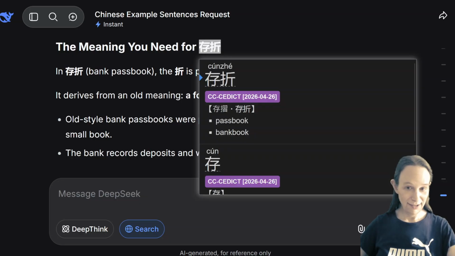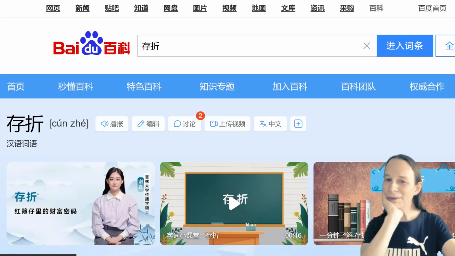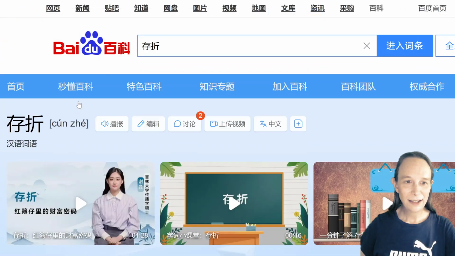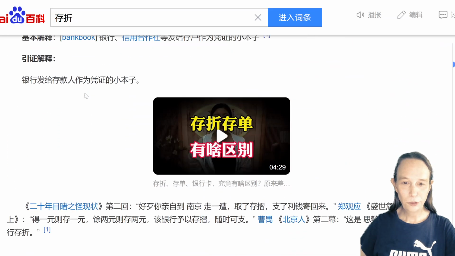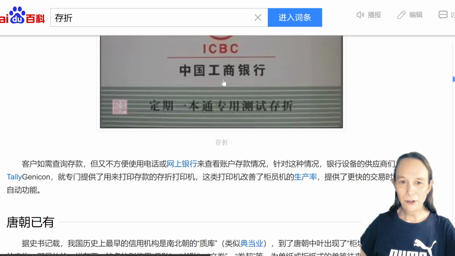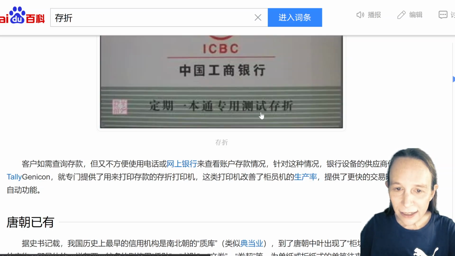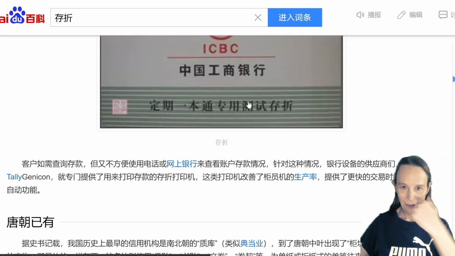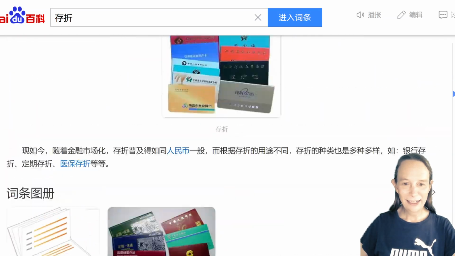How sure are you that it's pronounced sure, not jaw? Because the dictionary says jaw. How sure are you on a scale of 1 to 10? Actually, people, it should be 0 to 10. 温着, 温着. Yep, I think it's pronounced 温着. 中国工商银行 温着 here. 定期一本通专用 什么, what's that character? Oh shit. 温着 is it? I don't recognize this for sure. All right. 温着.